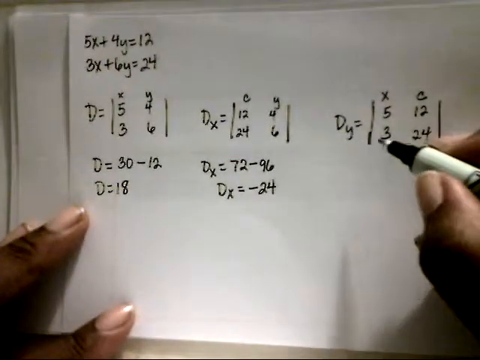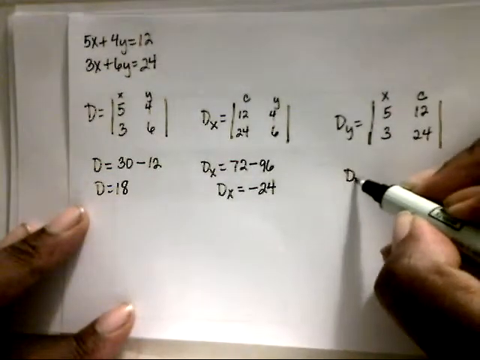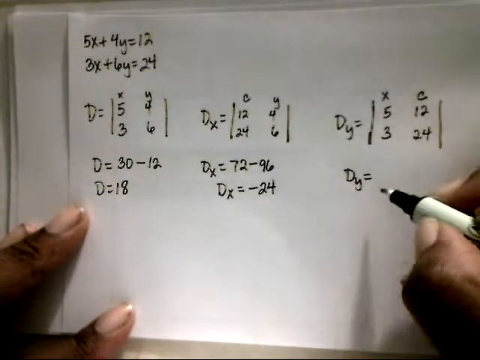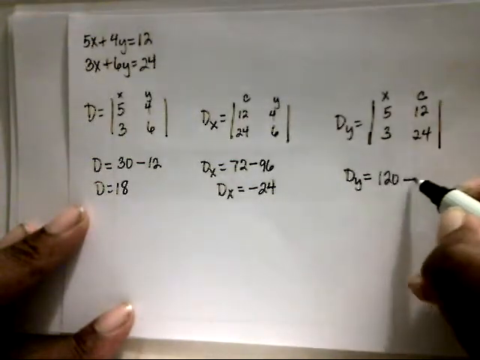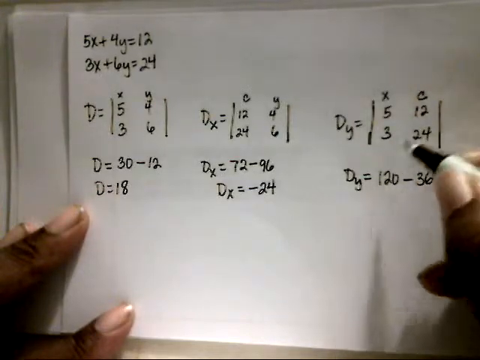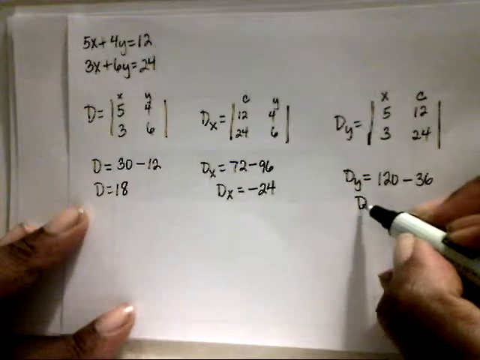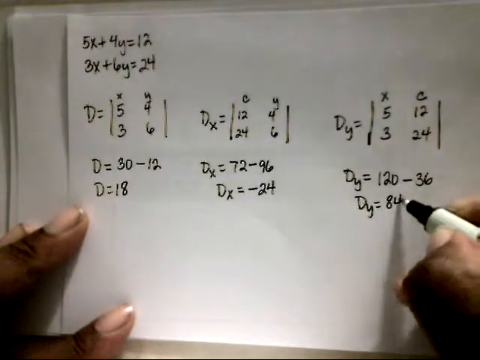And then d sub y is this. 5 times 24 is 120, minus 3 times 12, that's 36. So 120 minus 36 will give me 84. So d sub y is 84.